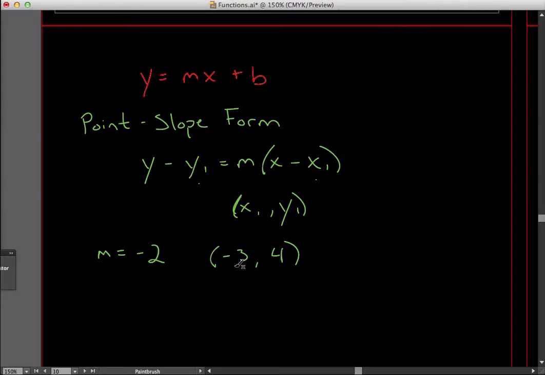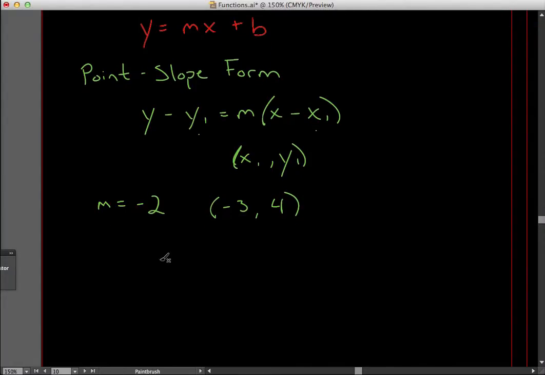then the equation of this line could be written as y minus y1, which is 4, so y minus 4 equals m, which is -2, times the quantity of x minus x1, which is -3, so that's going to be plus 3. And there we are. That describes our line. That is a perfectly fine equation of our line in point slope form.